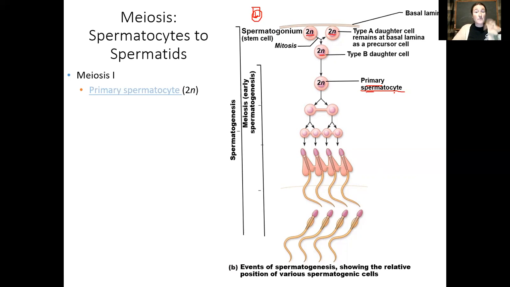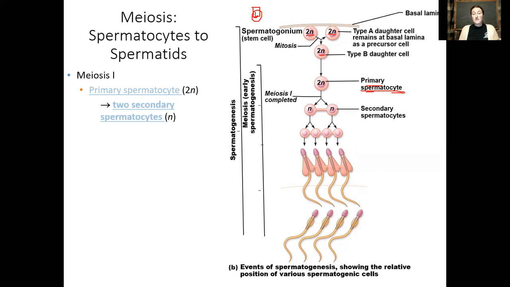Spermato, right? So something to do with sperm cell. So it's not an active sperm yet. It's just a precursor to the sperm. Okay, the process of meiosis 1 is completed, ultimately resulting in 2 secondary spermatocytes.